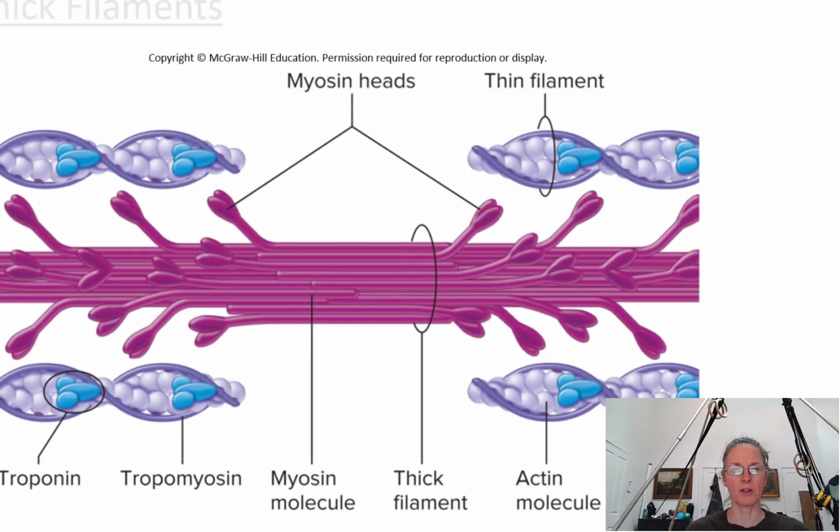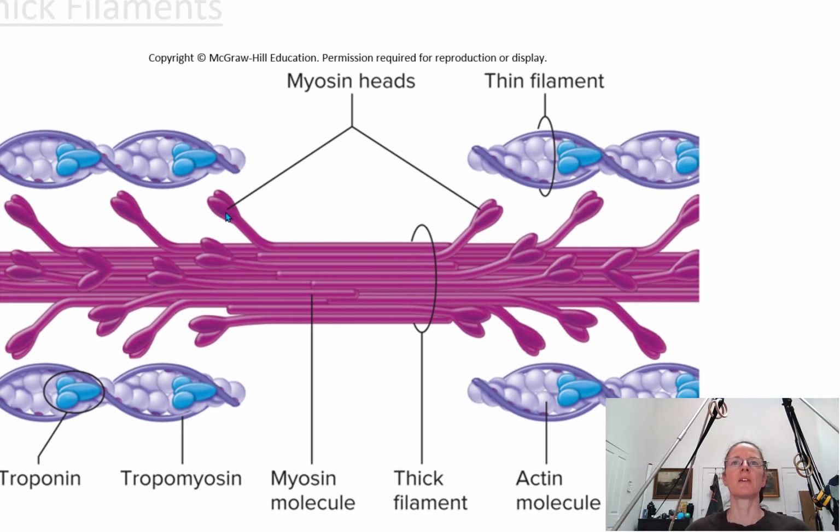So let's go back to inside our sarcomere, where we can see a thick filament made up of our myosin molecules, and our thin filaments made up of actin. They're wound around by this tropomyosin. The tropomyosin, as we know, is held in place by the troponin molecule.